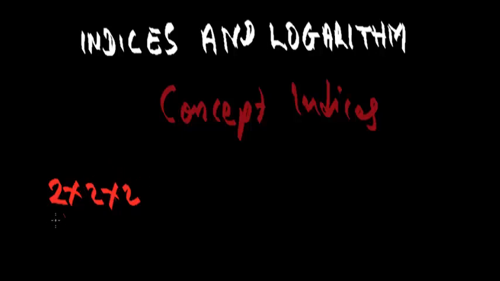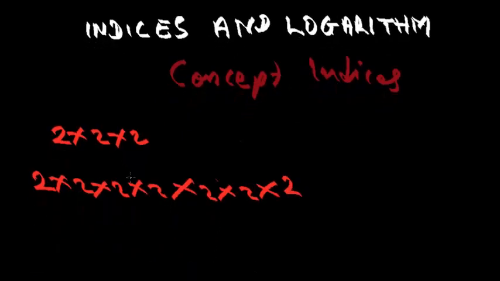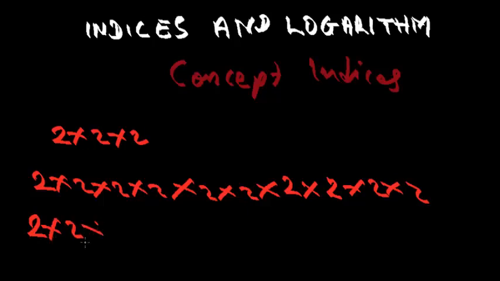Now I want to multiply 2 by itself, let's say 10 times. So I have 2 times 2 times 2 times 2 times 2 times 2 times 2 times 2 times 2 times 2. So this one is 2 multiplying itself 10 times. Now supposing that we want to multiply 2 by itself 100 times, then we are going to get 2 times 2 times 2 times 2 times 2. Then we continue on until we get to 99, then 100.